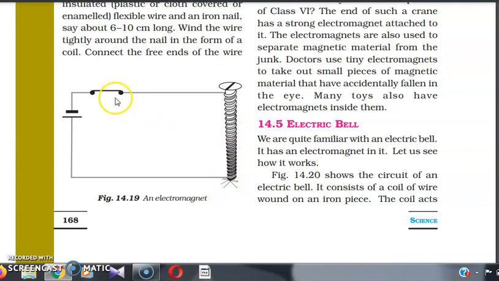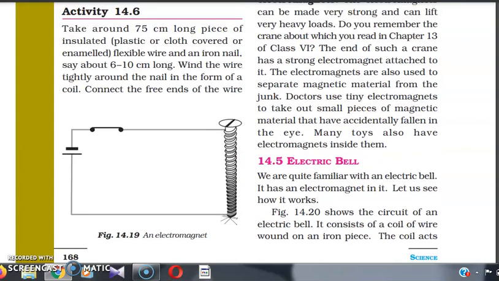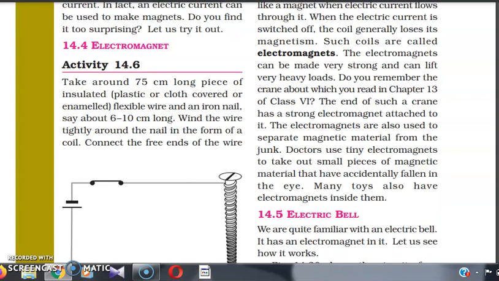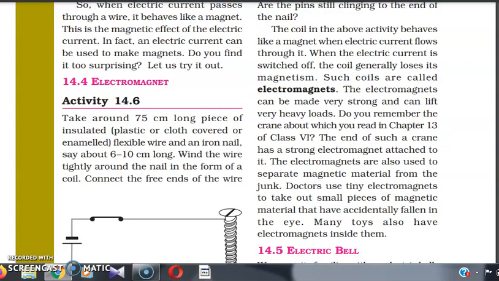Whenever we switch it off, then and there we will see that the pins fall down. That means this iron nail has lost its power of magnetism. So, an electromagnet is a temporary magnet. It only achieves its power of magnetism once it is connected to the electric circuit.